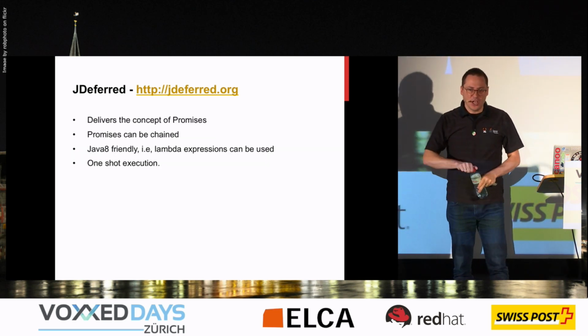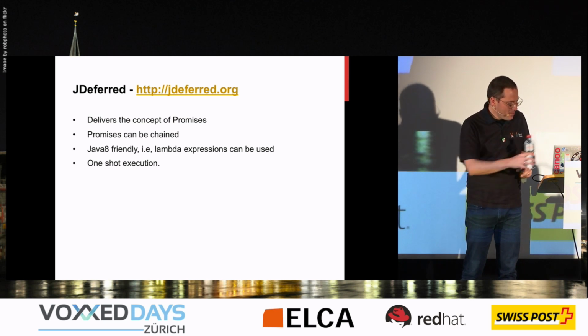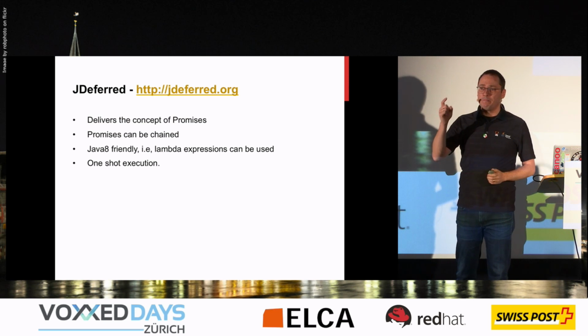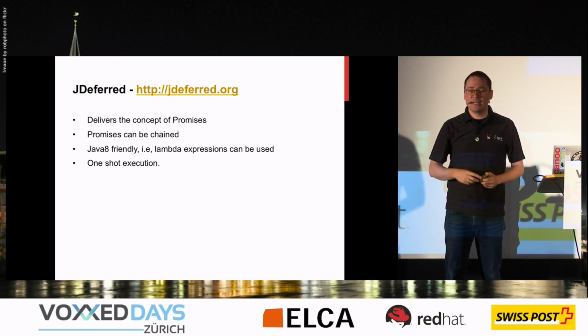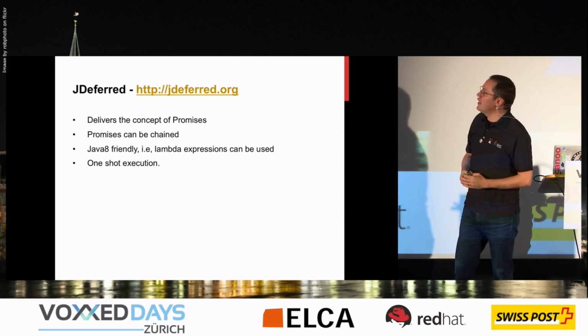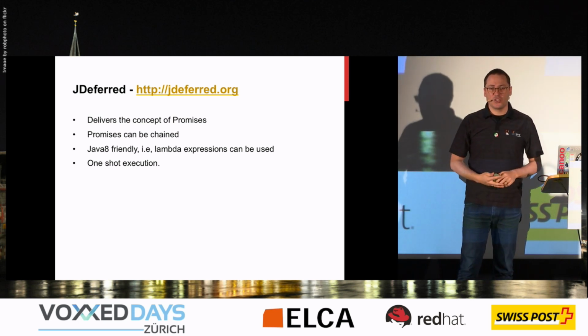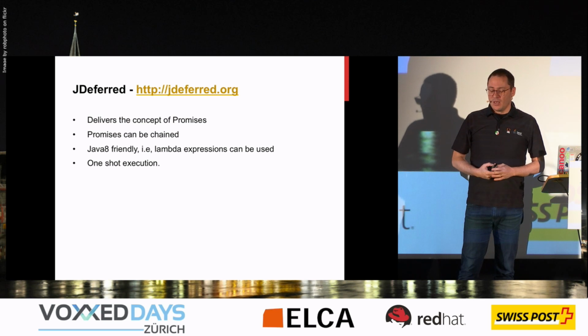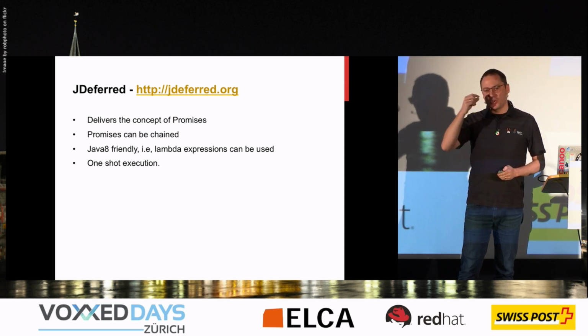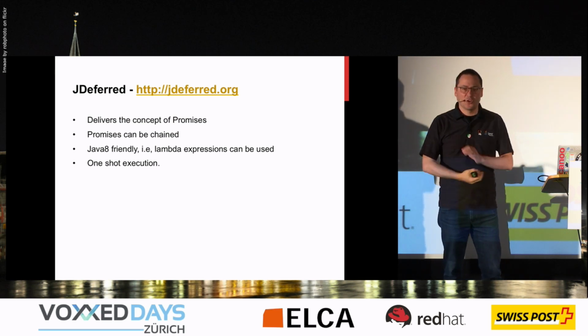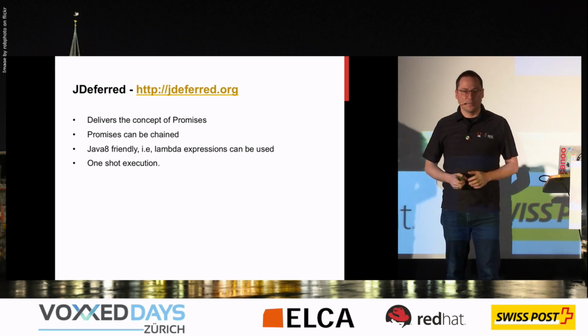JDefer then gives you the concept of promises inspired by jQuery. The last release was made 2 weeks ago, release 1.2.5. And it's Java 8 friendly. As you saw, you can use lambda expressions for creating the background task, and also for the callbacks for done, progress, and everything else. It's pretty good. There is one caveat though.